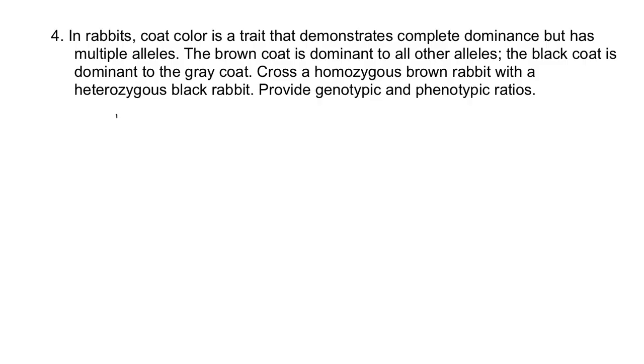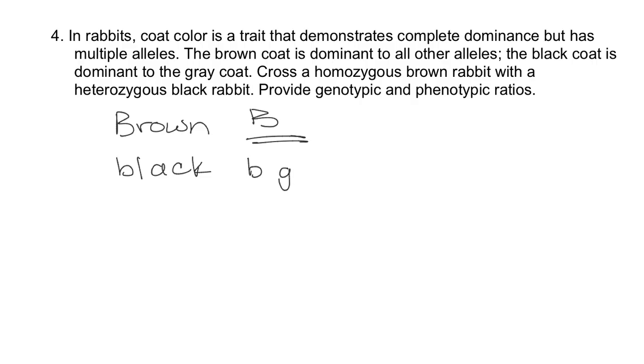If a rabbit is brown, that is dominant to all other alleles. So all you need is one capital B in order to be brown. Black coat is dominant to gray. So in this case, if a bunny is black, I'm going to call it little b with a G, because black coloring is dominant to the G, but brown is dominant to black. I hope that makes sense. And then in order to be gray, which is the least dominant, you would basically need two G's.